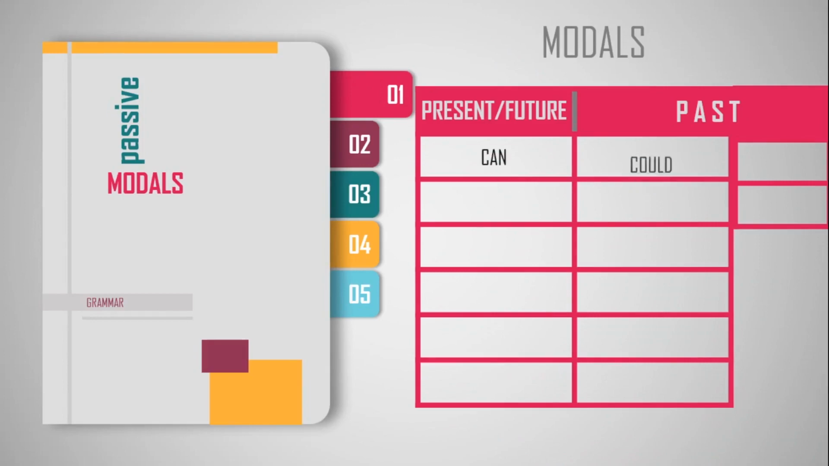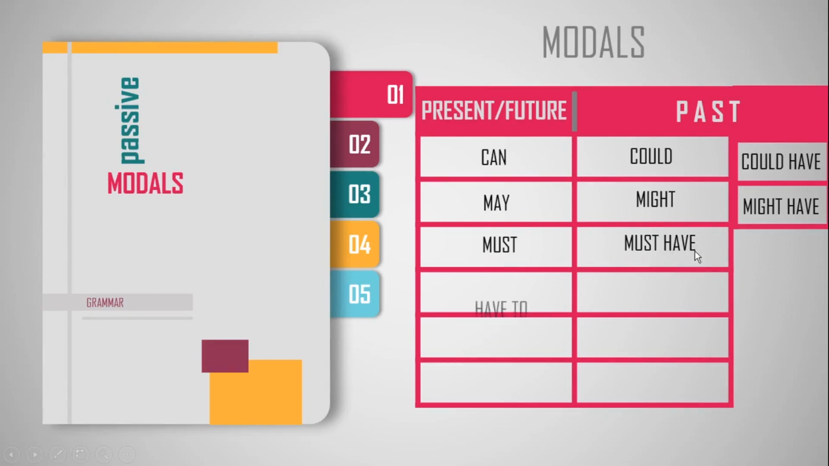So "can" in the past is "could", and in the simple perfect it's "could have". May, might, then "might have". Must have in the simple perfect and in the past. So must in the past and in the perfect, and the simple perfect is "must have", it's the same. Have to becomes "had to", should and had better, both of them become "should have".